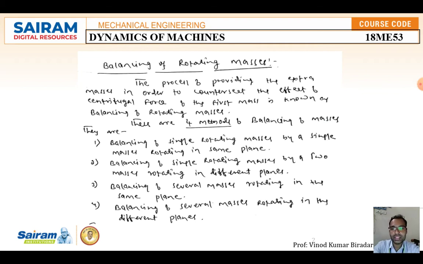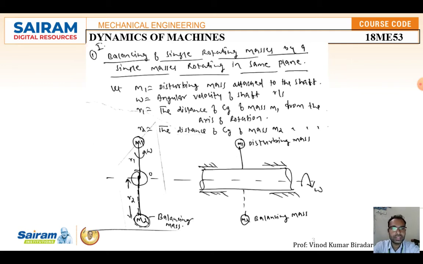In this class I'm going to tell you about case number one and case number two, that is, a single mass rotating in the same plane and two masses rotating in different planes. Based on these cases only, you need to solve the problems. Let us study one by one. Be serious and listen. Balancing of a single rotating mass by a single mass rotating in the same plane.